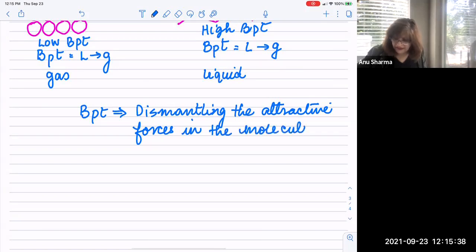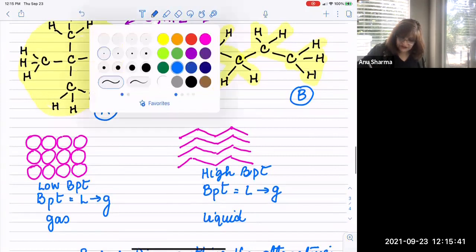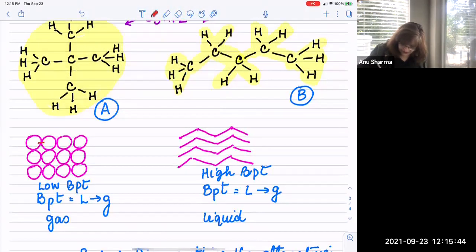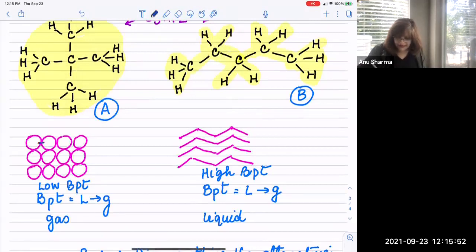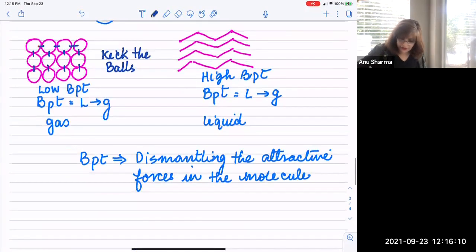So in the first case, look at the attractive forces. The attractive forces are just a little bit of connection right here. Let's put it in a darker color, or blue. Okay, so just connected at this point, all these balls just touching at a very small surface, that small area, barely touching. So when you kick the balls, what happens? The balls begin to move on their own.